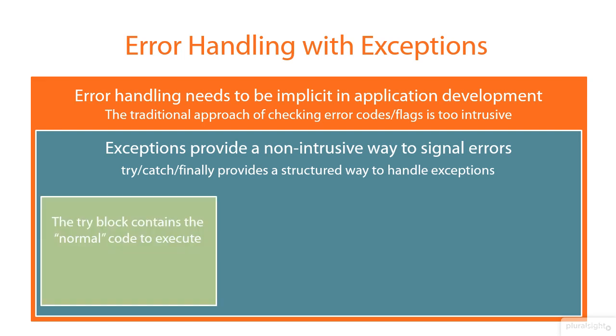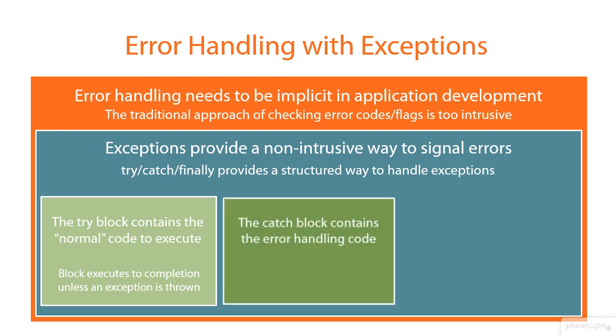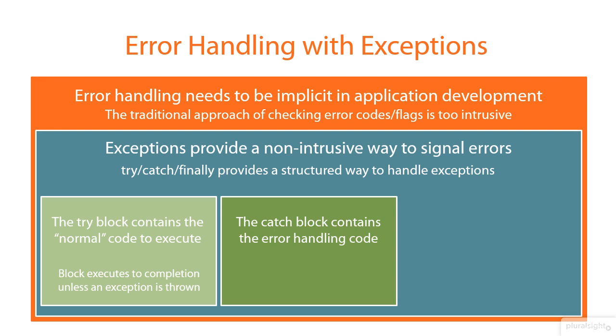The try portion of the statement contains all of the normal code. It's the thing we expect to go well. And if all goes well, the try block will simply run to completion and nothing special will happen. But if there is an exception, control is then handed off from the try block into a catch block. So our error code is all inside of a catch block. And the catch block is only called in the event of an exception being thrown.